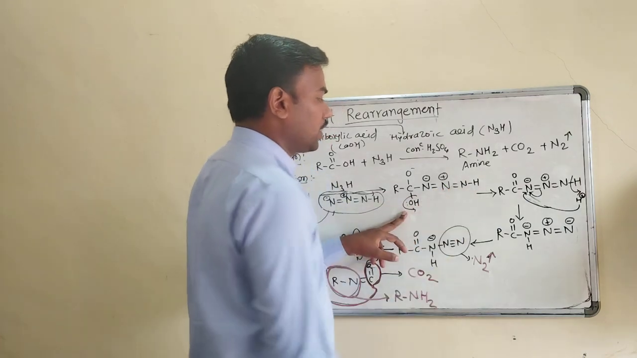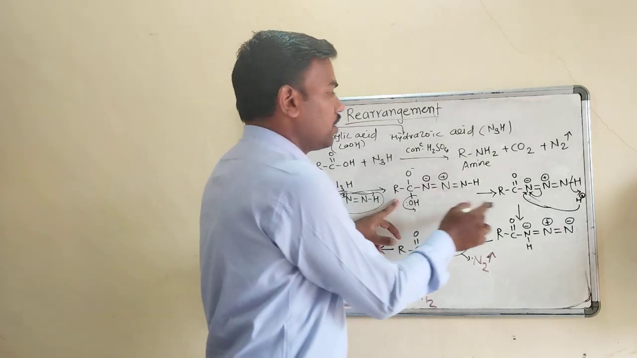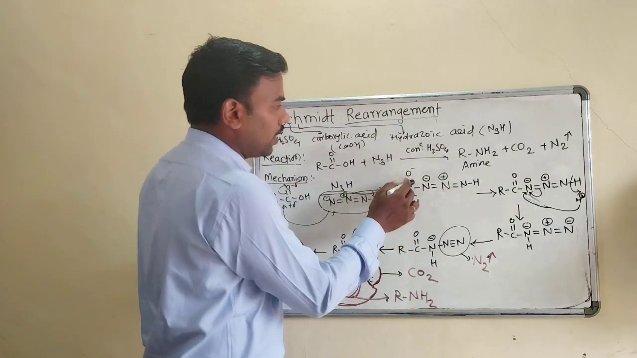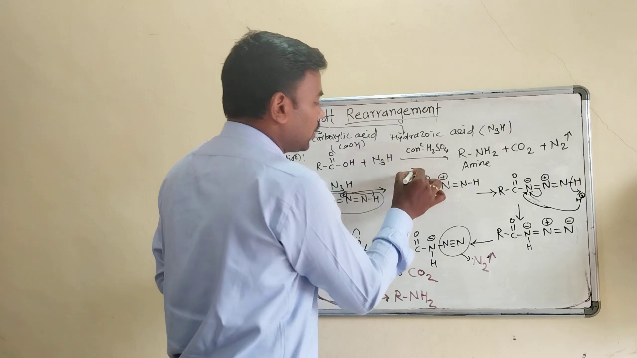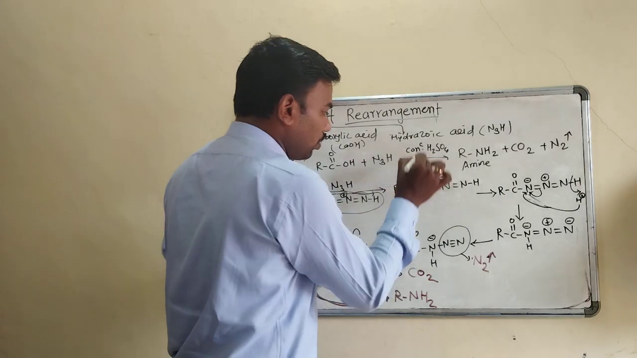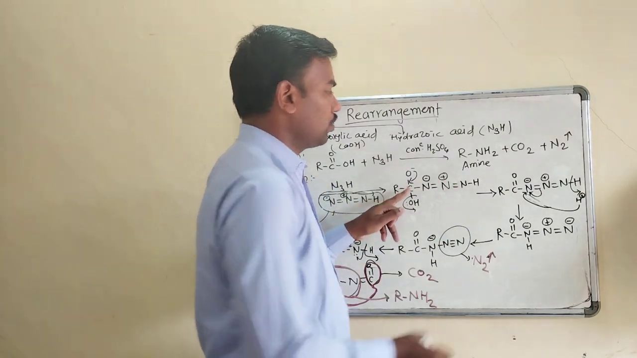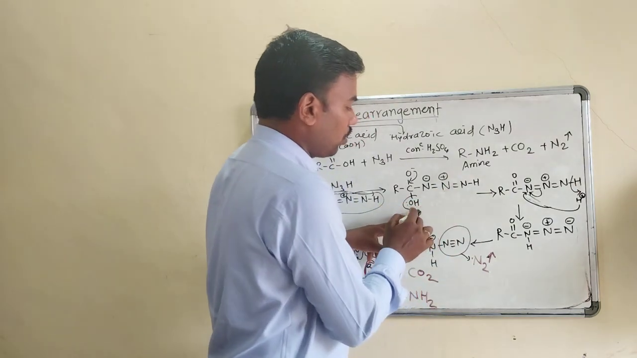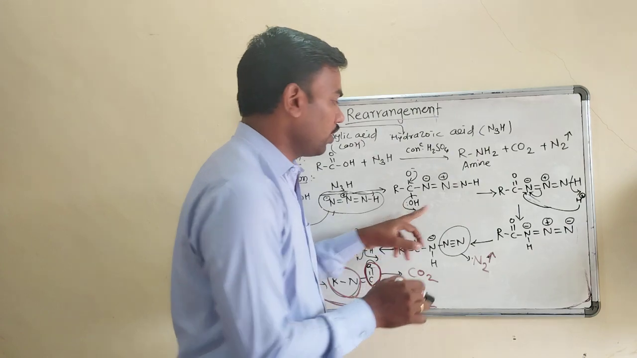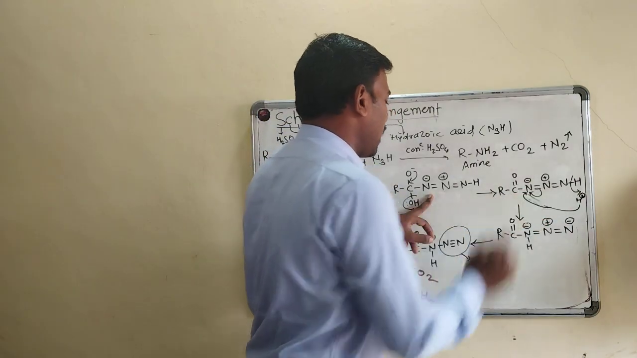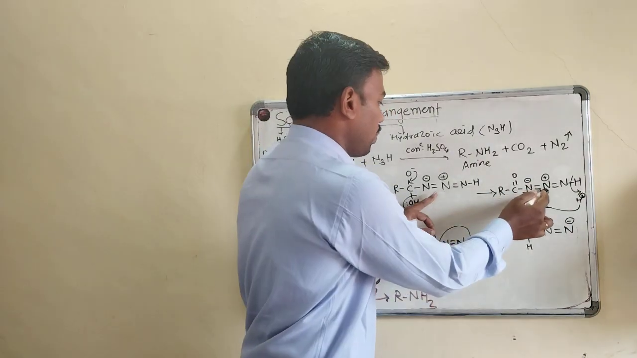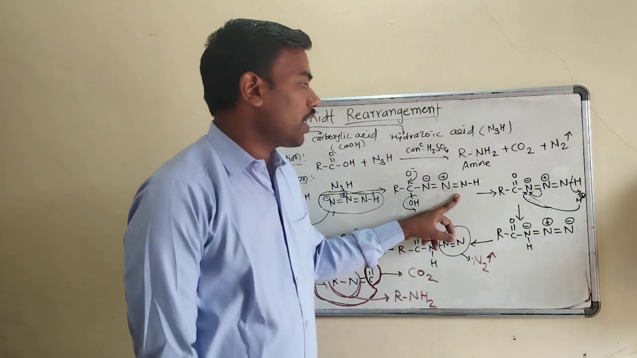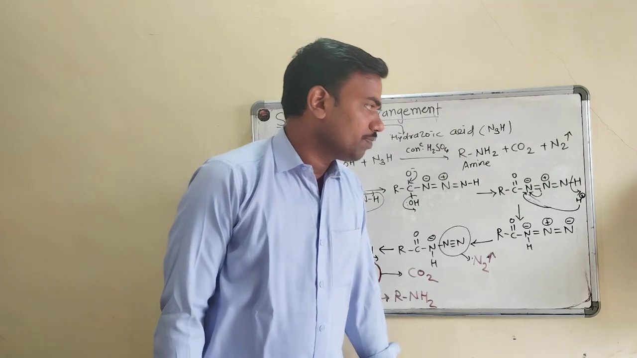So what will be the further structure? So R, C double bond O. I have written the double bond O again. Why? Because this oxygen will bond back with this carbon. So C double bond O. Then this hydroxide ion leaves in the form of water. So what will be the remaining structure as it is? N minus, double bond N, H.